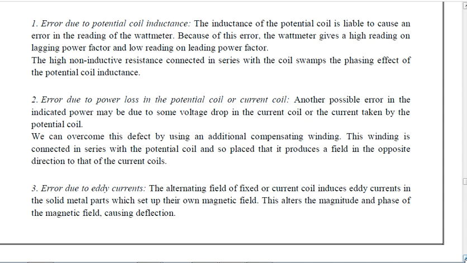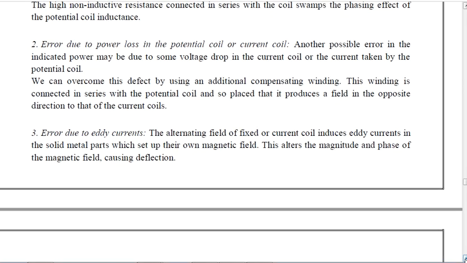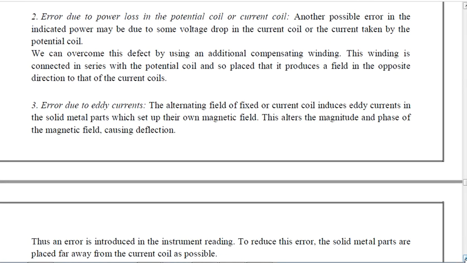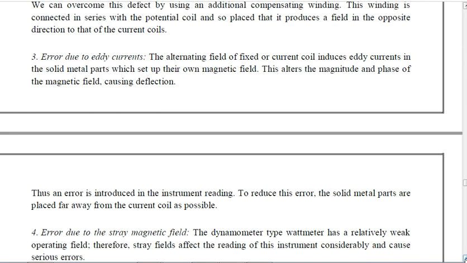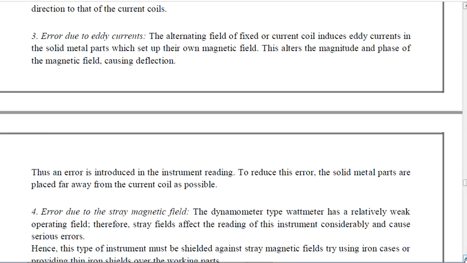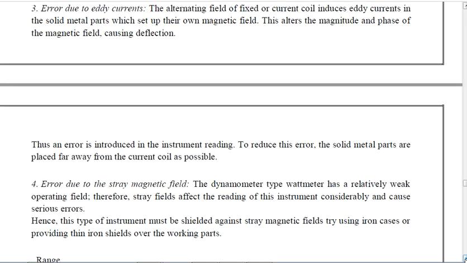Next, error due to eddy currents. The alternating field of the fixed or current coil induces eddy currents in the solid metal parts, which set up their own magnetic field. This alters the magnitude and phase of the magnetic field, causing deflection. Thus, an error is introduced in the instrument reading. The error is minimized by placing the solid metal parts as far away from the current coil as possible.